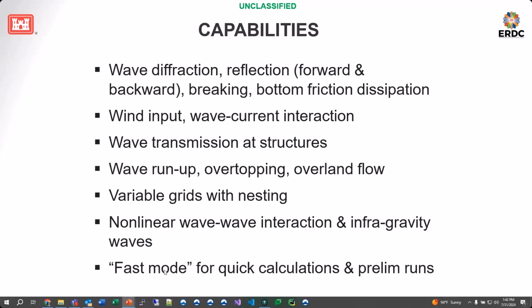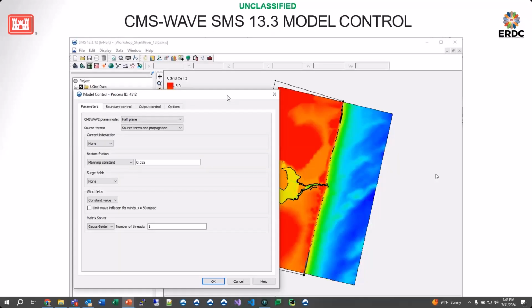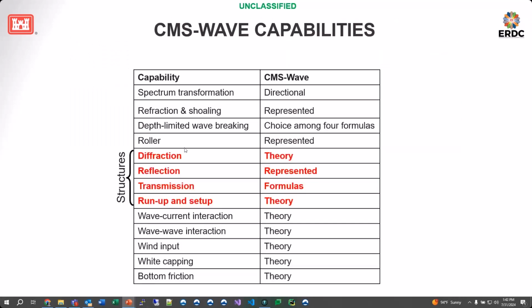And then we also have a fast mode so that users can get a faster answer earlier on, and then they can turn it back off when they go into production mode. That way they can see an early answer that's not quite as accurate, but it gives them the general effect of what's going on with the waves. And I'll show a little bit of that. So these are just, I showed this the other day, some of the different capabilities and the way that they're represented with theory formulas or otherwise.